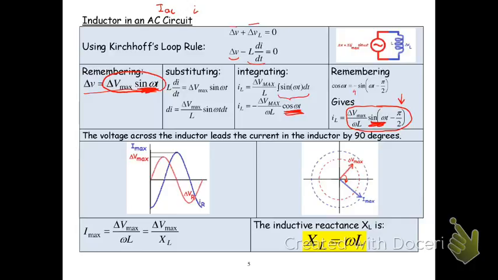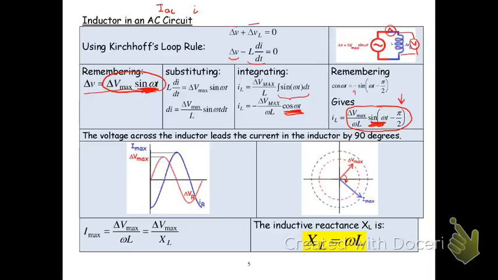When I plot the current and the voltage, what I see is it looks like this. My voltage is just as it was before. Now my current is lagging. The peak comes a quarter of a period later.